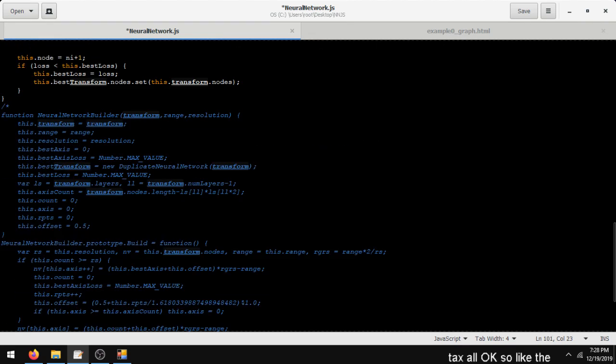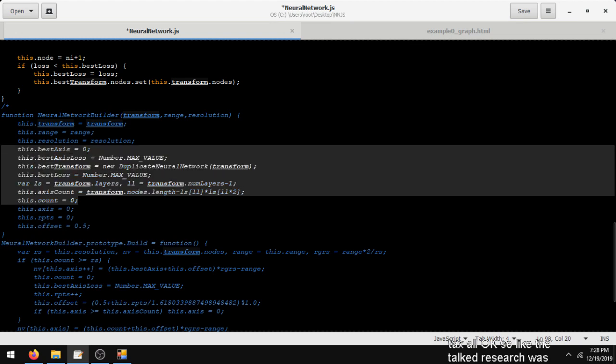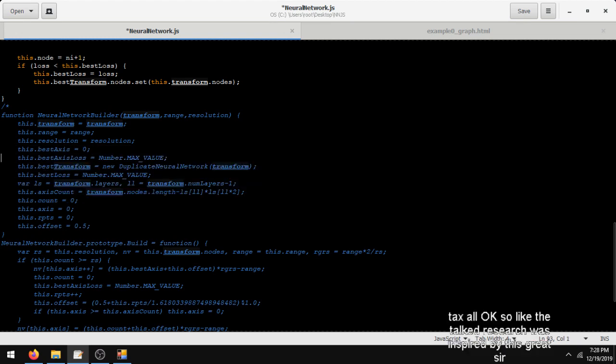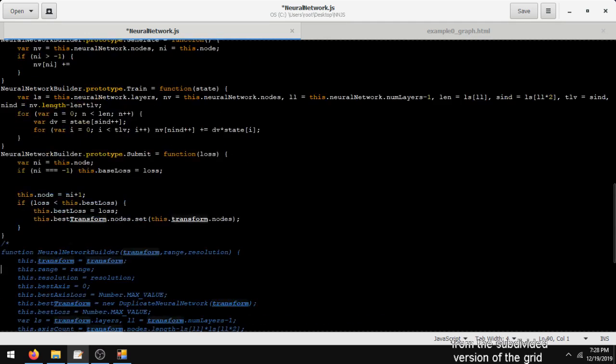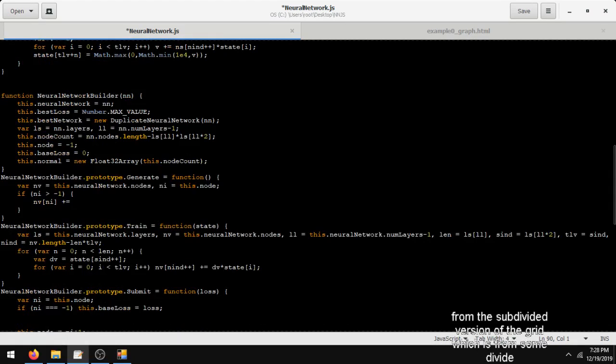So like the octree search was inspired by this grid search. It's basically like the subdivided version of a grid, which is subdivide and conquer is always the best way, I think. So I think I'm actually going to do that.